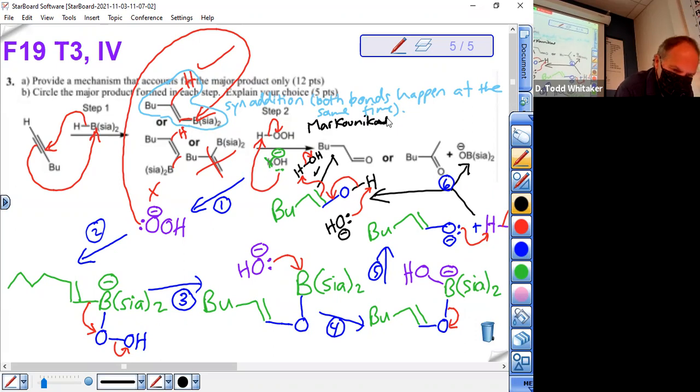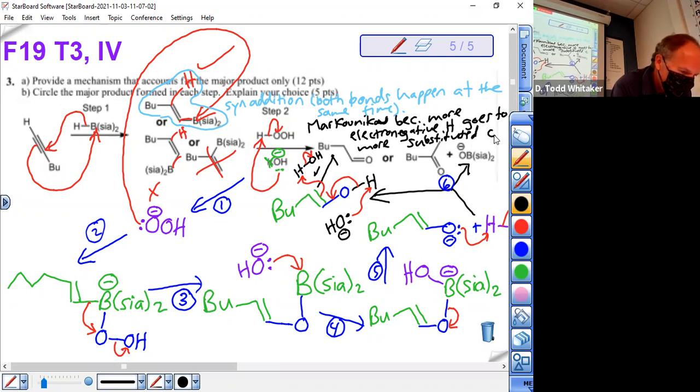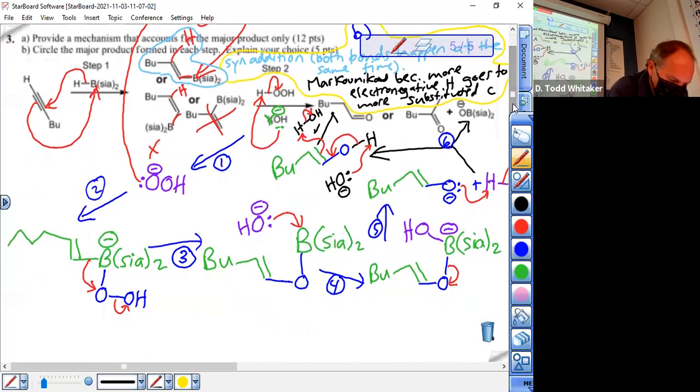Oops, I typed it like we say it, not spell it. Markovnikov, because more electronegative H goes to more. What's the word that says there's more carbons attached? Substituted C. And all of that is the answer for B. So I want to make it clear that's the answer for B. And we'll circle everything for B here in yellow. That's not even the end of the answer for B. That's only for that circle. Oh my goodness. That's for that circle. And the other circles are a little more straightforward answer.